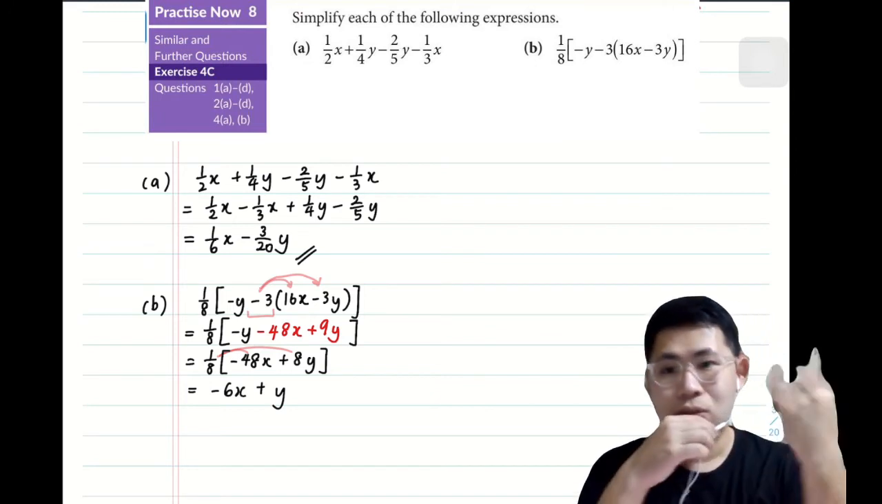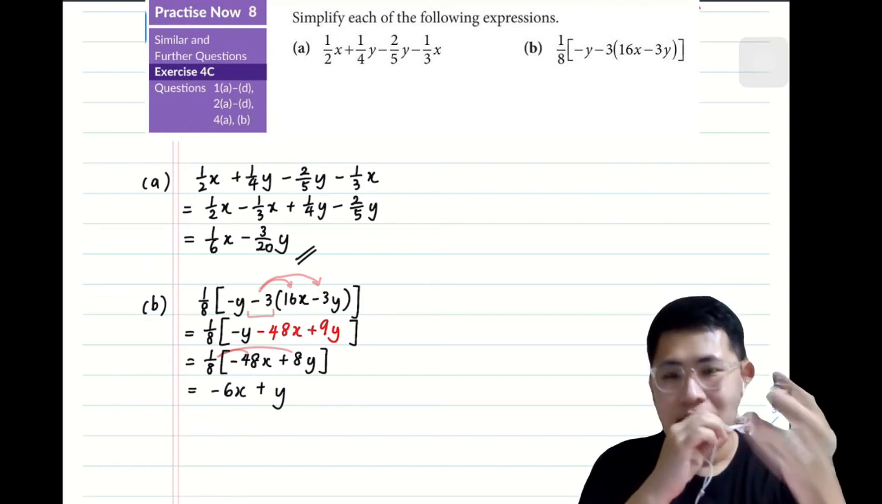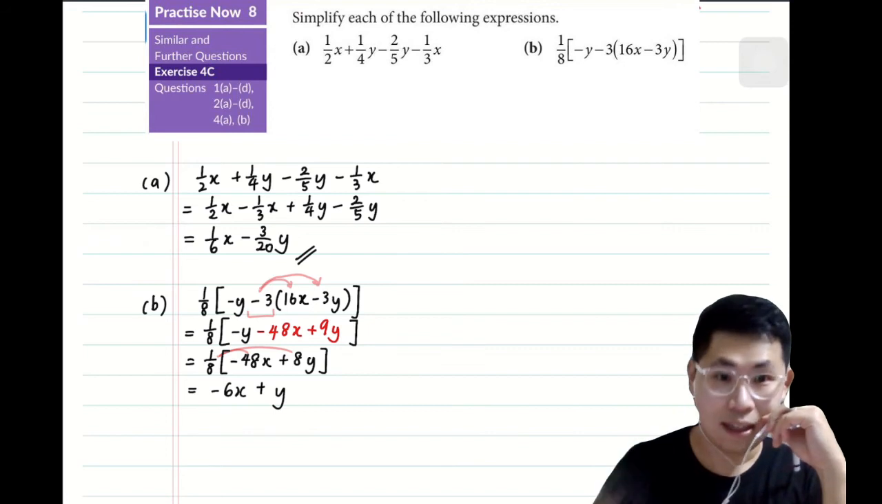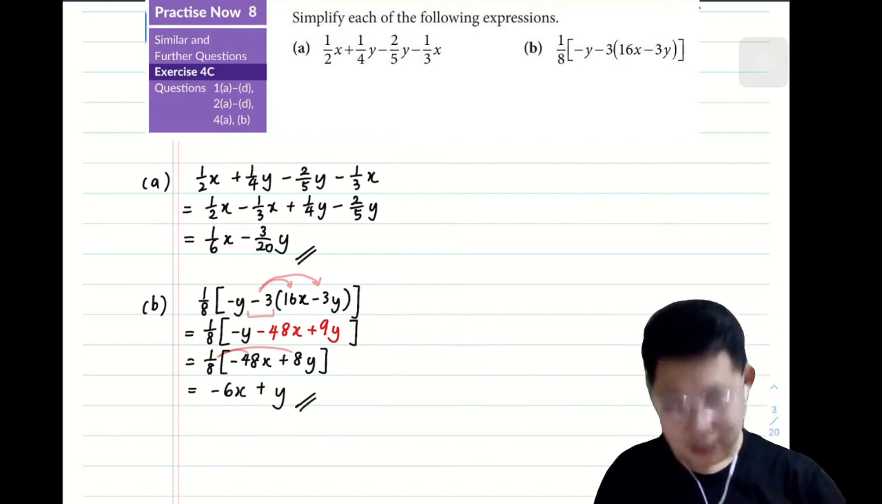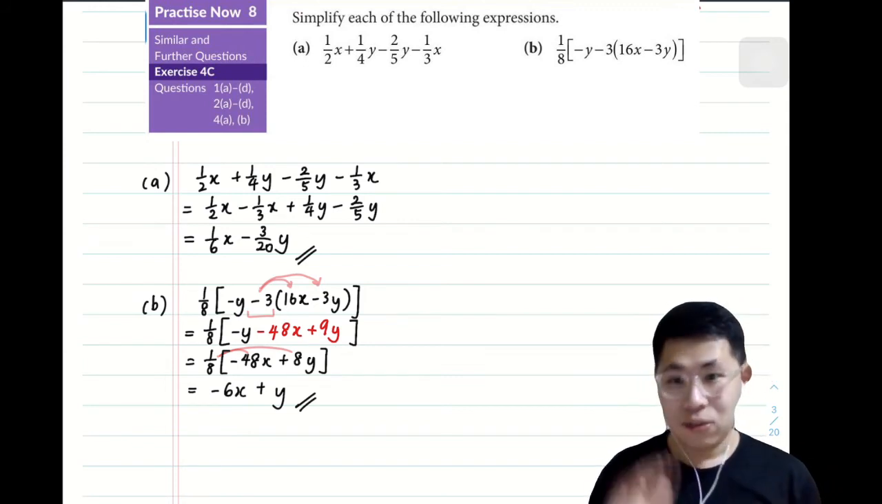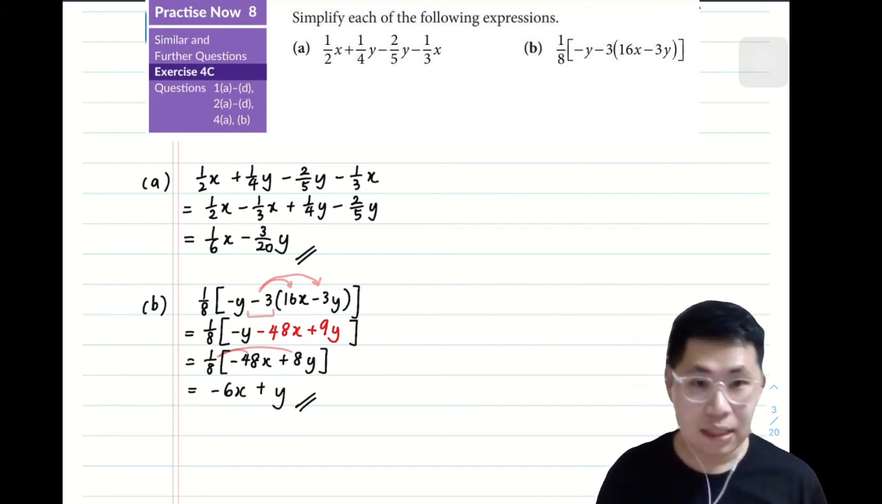Alright, so this is how we do it. The expansion is the same with fractions. It's just multiplying, so to help you, use your calculator. Okay? Alright, so that is Practice Now 8. Very, very easy. Don't worry too much. Alright, the next part we're going to look at is Exercise 4C on page 116.